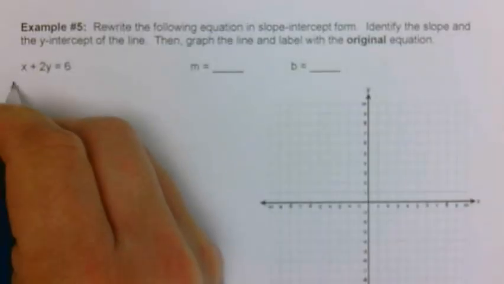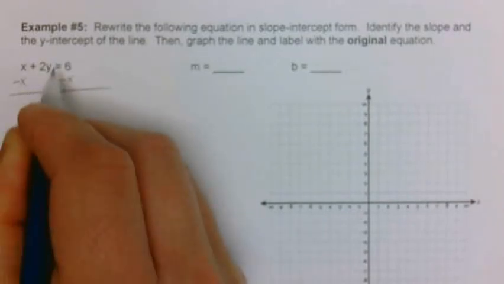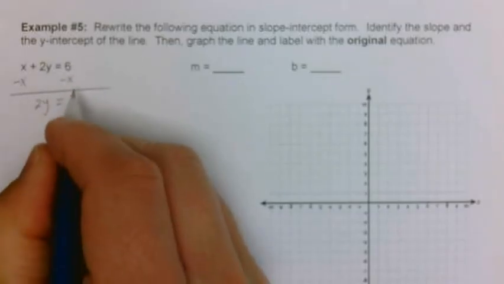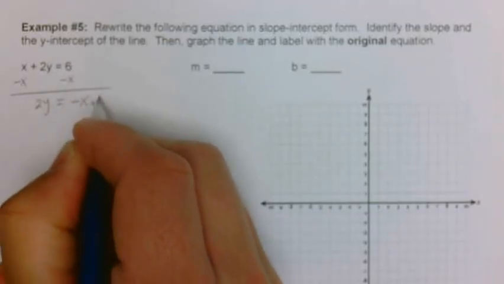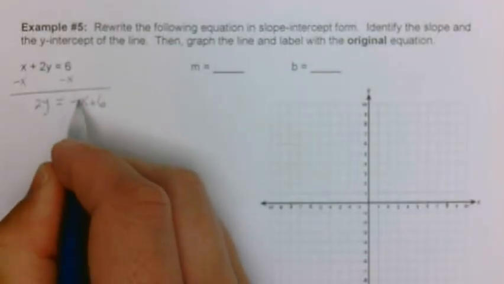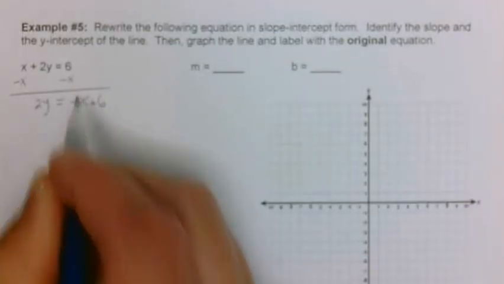We'll start by subtracting x on each side. X minus x is 0, leaving us with 2y on the left. And 6 minus x is the same as negative x plus 6. So 2y equals negative x plus 6. And negative x, remember, is the same as negative 1x.